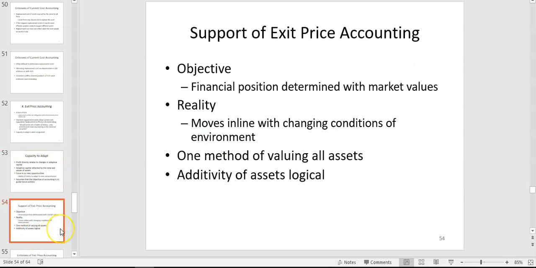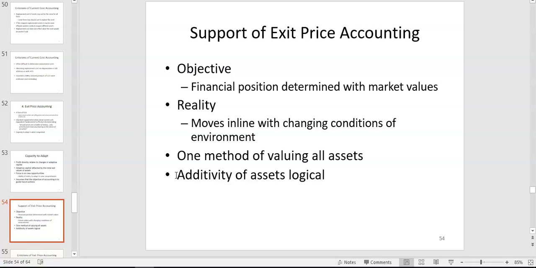Slightly different focus. So financial position in exit price accounting, which is another normative accounting theory, is focused on determining market values. So the movements in the financial position of a company will move as the conditions of the environment change, or as the market value of those assets change. And the big pro of exit price accounting is the additivity problem of historical cost accounting is now removed, because it makes logical sense that you can now add up all the asset values because they're all valued at their current fair value, their current market price that you can sell them for.